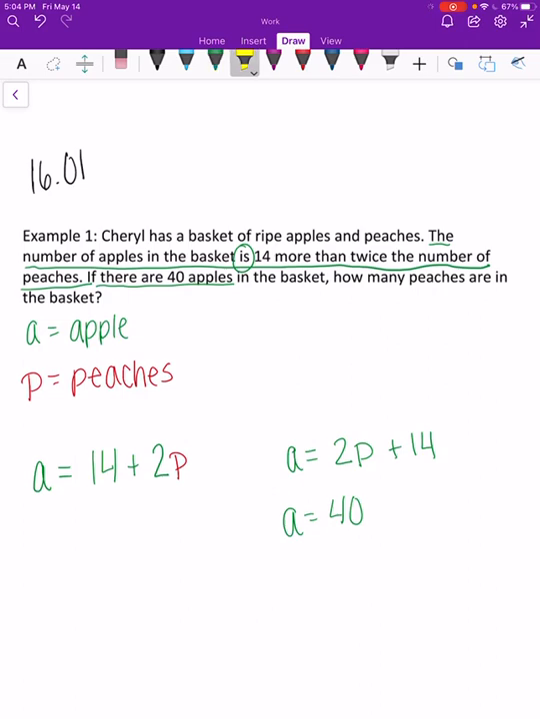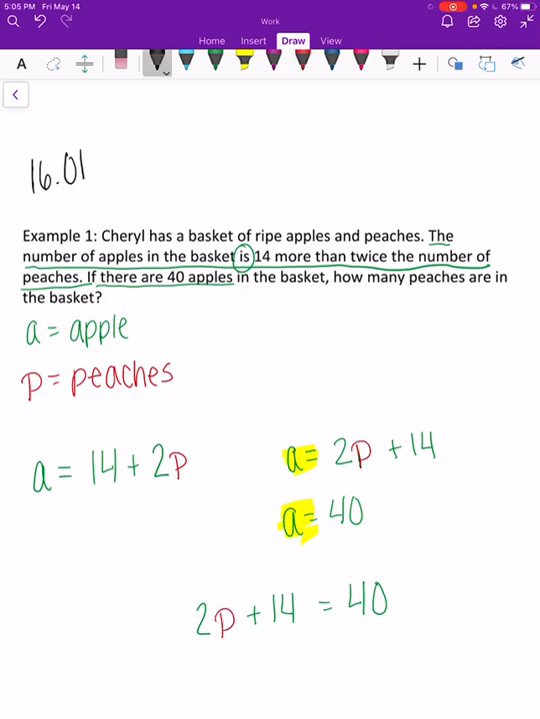So because A equals 2P plus 14 and A equals 40, they both equal A. And when they both equal A, we can set them equal to each other. So I'm going to have 2P plus 14 equals 40. Now all we need to do is solve for P.